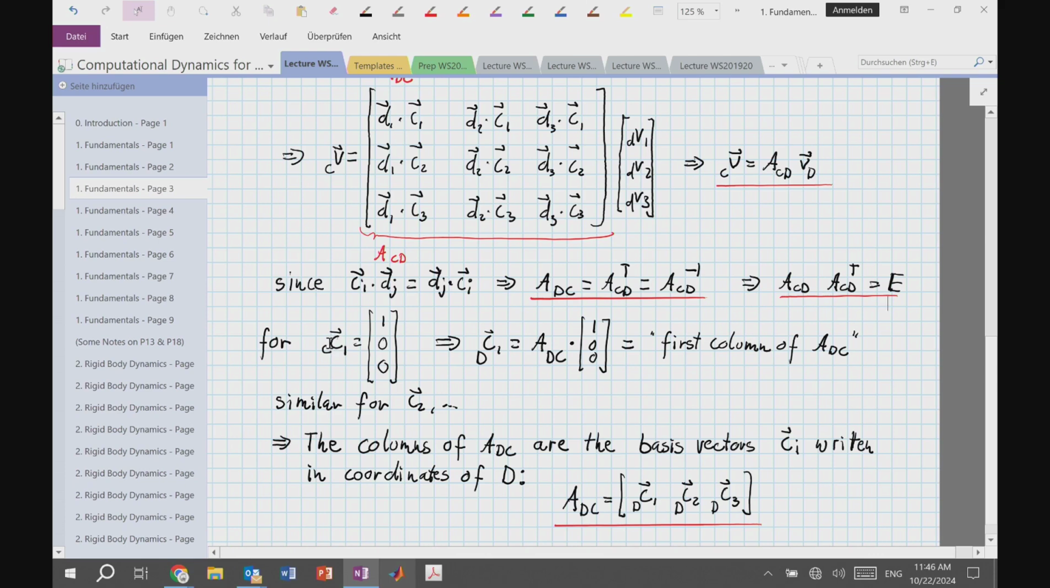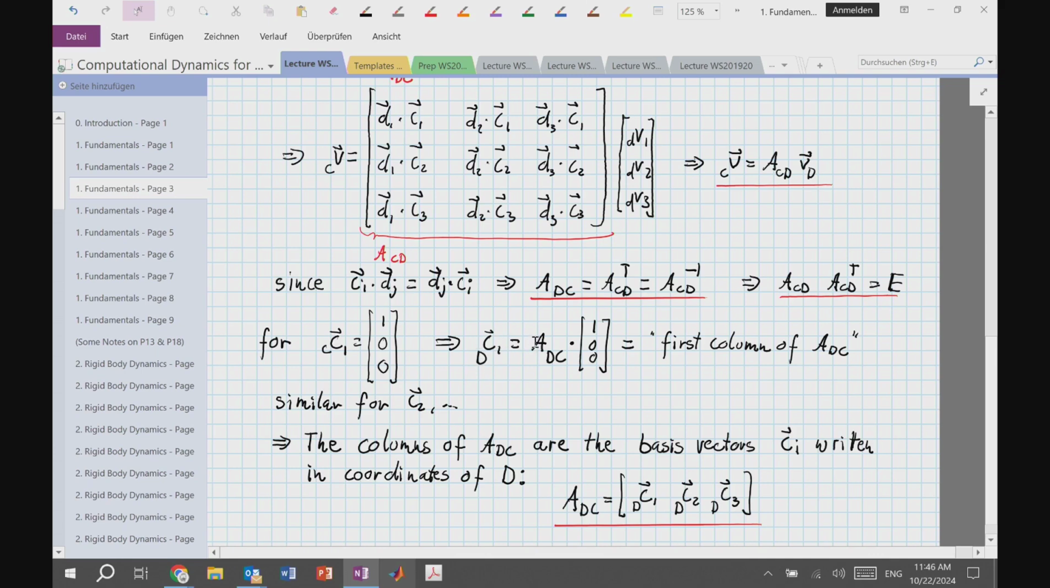And now I go ahead and represent that in the C coordinate system. It gets a very simple representation, 1, 0, 0, right? I'm describing the C1 coordinate axis in the C coordinate system. That gives me this definition, 1, 0, 0. And now I want to know what is the representation of this vector C1 in the D coordinate system.